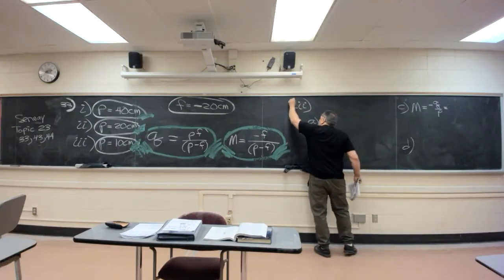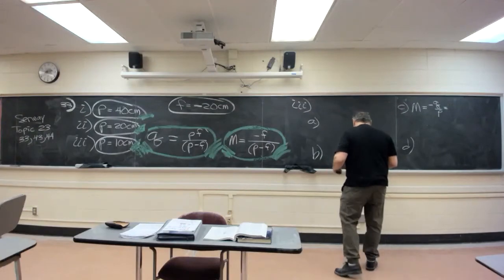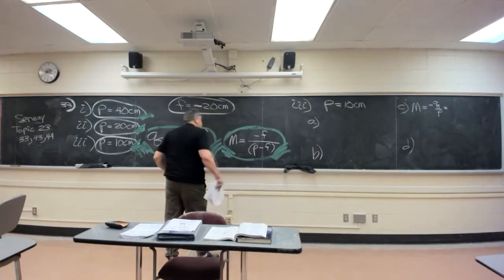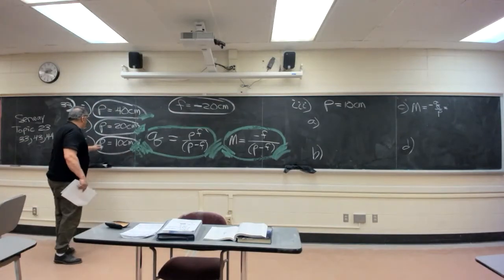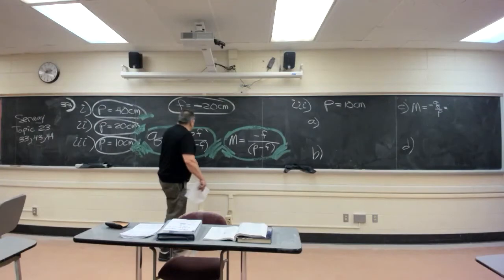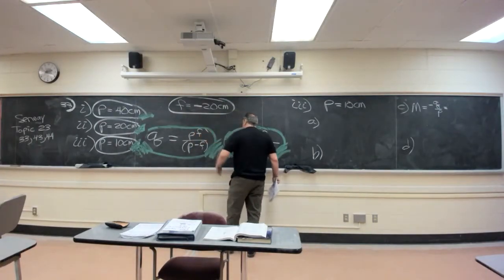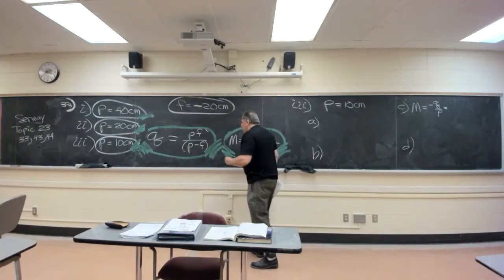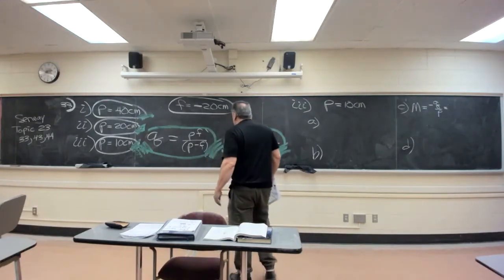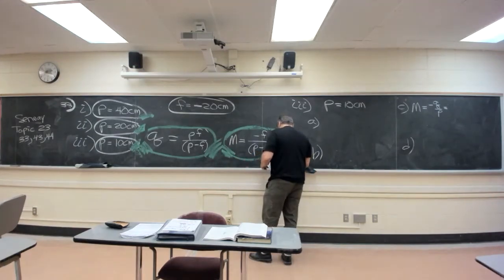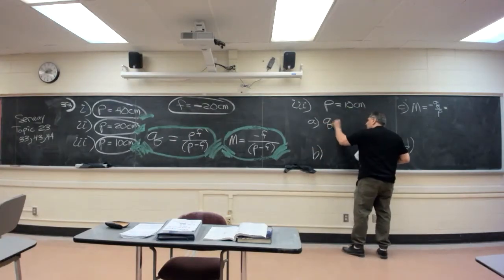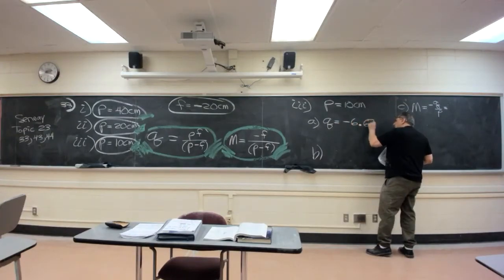Let's take a look at Roman numeral 3, lower case, where P is equal to 10 centimeters. Just keep playing the game. Let's see what we got here. P is 10, F is negative 20. 10 times negative 20 is negative 200. 10 minus a negative 20 is 10 plus 20, it's 30. 30 goes into negative 200, negative 6 and 2/3 times. That'll be the Q. We can round it to here. We're fine.